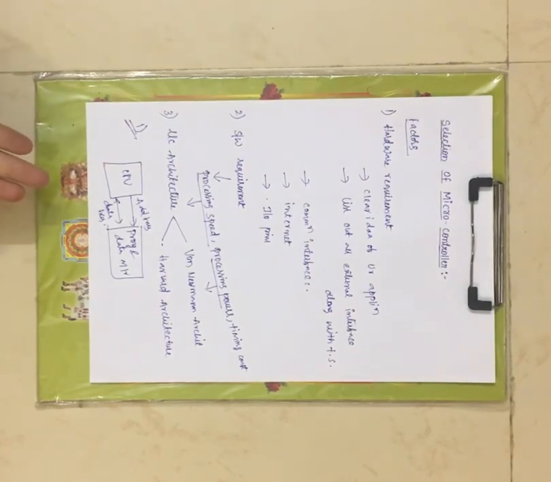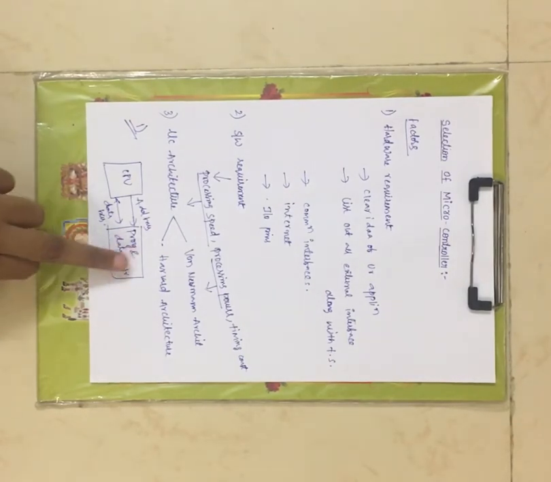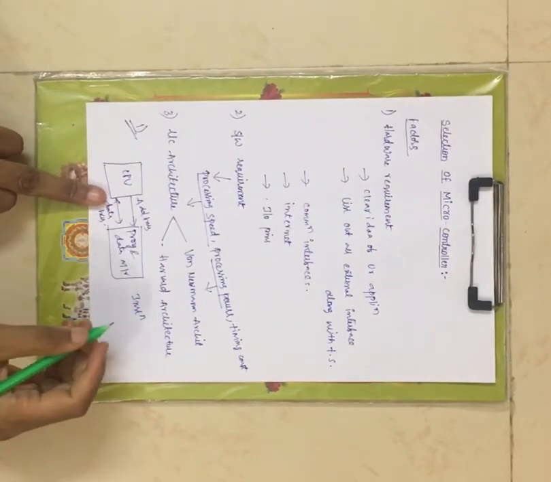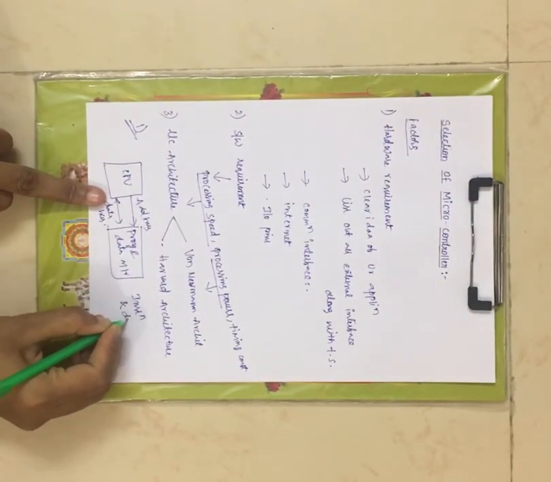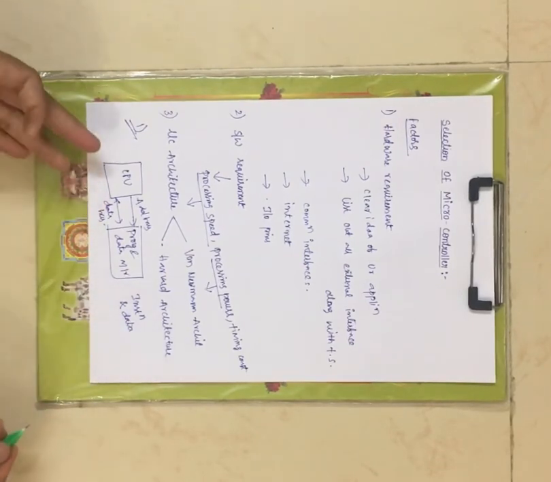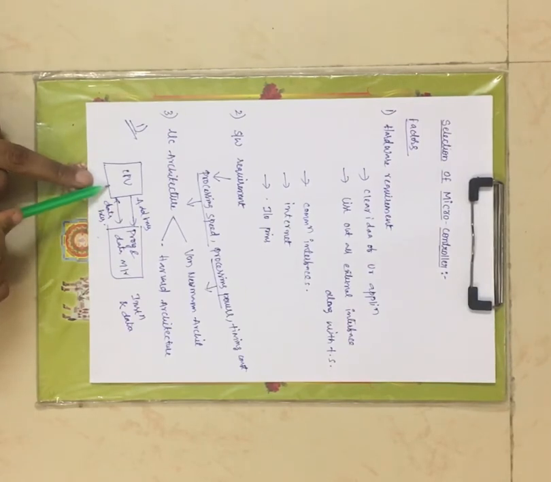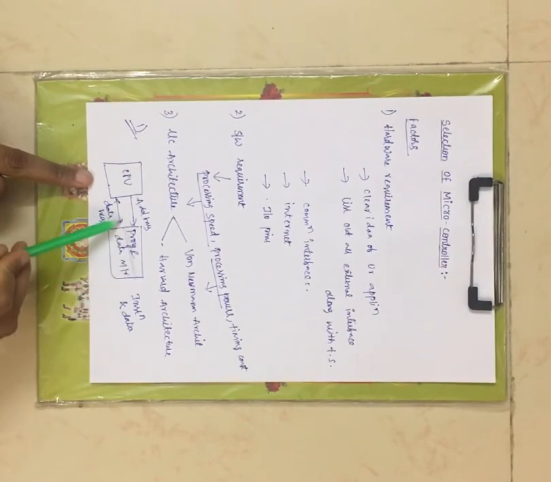If you see the figure of von Neumann architecture, the program and the data are both stored in the same memory. Program is nothing but a set of instructions. That means instruction and data are both stored in the same memory. CPU is nothing but central processing unit, and both the program and the data are stored in the same memory.